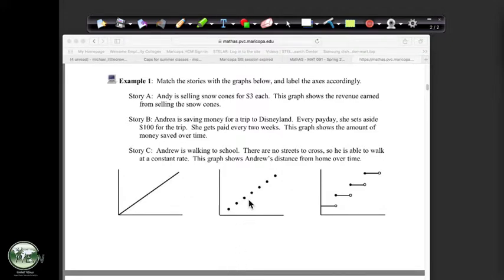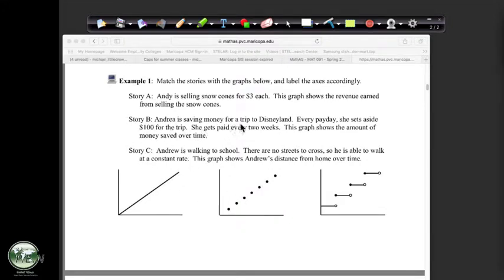Six. Sells 3. Can he sell half a snow cone? I guess he's the boss. He could, but probably not. You know, that probably doesn't make sense. So, would it make sense that would be the dotted data? Each time he sells a snow cone, he gets $3. Sells another snow cone, gets another 3. Let's compare that to these other two stories.